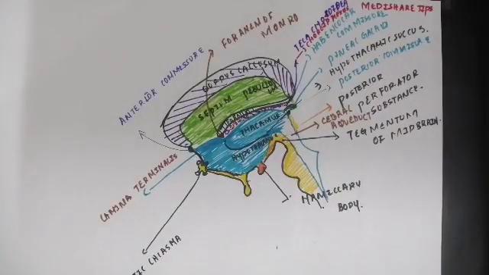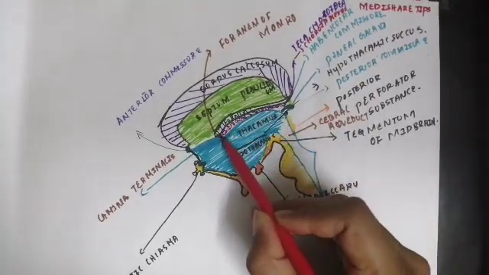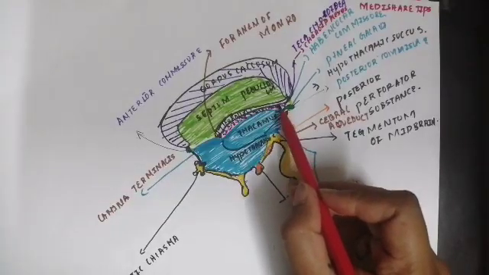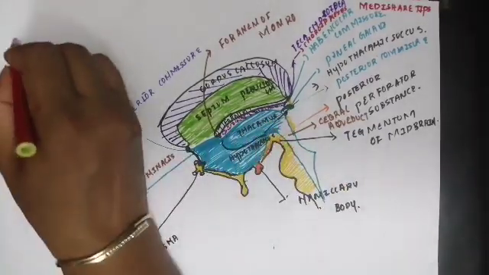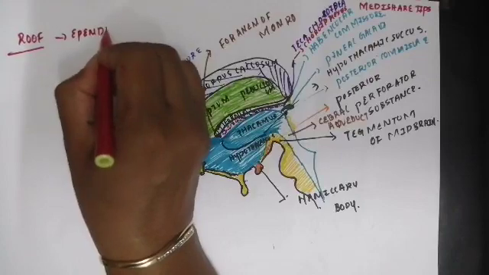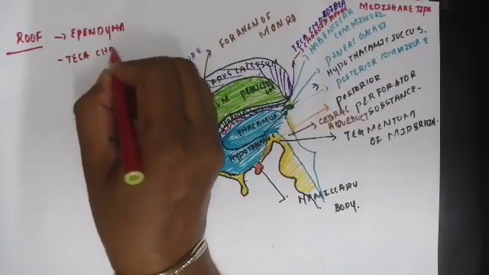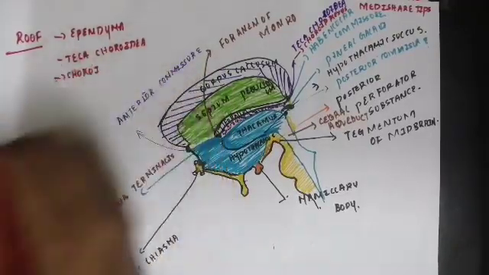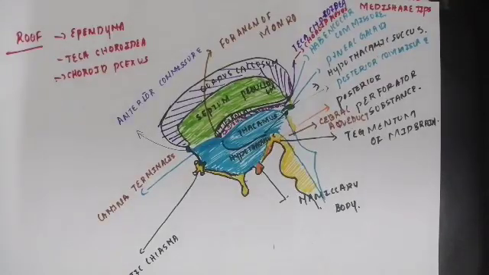So at first we will start with the roof. We have just discussed the roof. Here you can see the roof of the third ventricle. The roof is formed by the ependyma, which is lining the undersurface of the tela choroidea, and the choroid plexus of the third ventricle is projecting downwards from the roof. So important structures are the ependyma, tela choroidea and choroid plexus forming the roof.